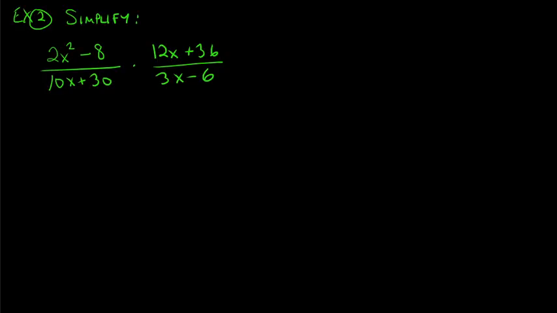Okay, so here's another example, this one being a little more difficult than the last one. We want to multiply and simplify (2x squared minus 8) over (10x plus 30) times (12x plus 36) over (3x minus 6). All right, the one thing you don't want to do is just multiply straight across, because you're making it worse if you do that.